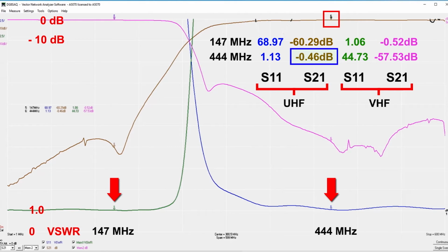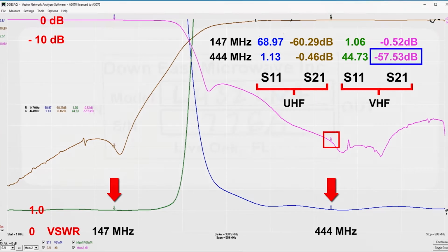decibels. And at the VHF connector at 444 MHz, the VSWR is 44.73 and the insertion loss is minus 57.53 dB. So we can see the diplexer is really doing its job. At the VHF and UHF frequencies, the VSWR is quite reasonable and the insertion loss is very low. And in addition, the isolation between the two frequencies is certainly greater than 57 decibels.